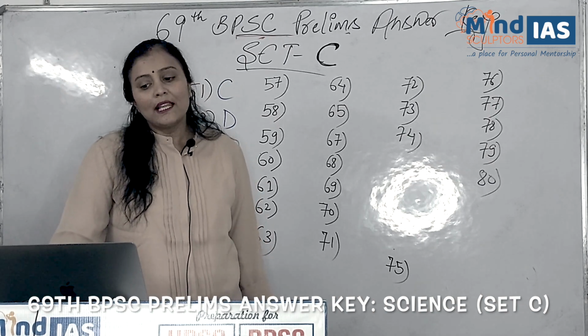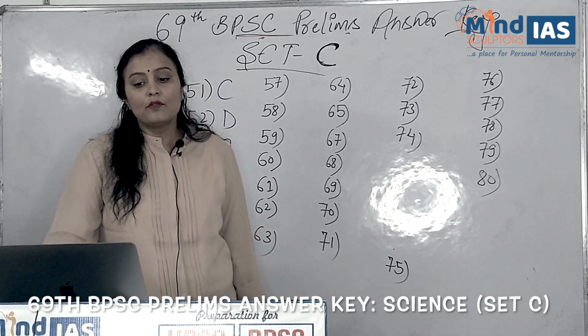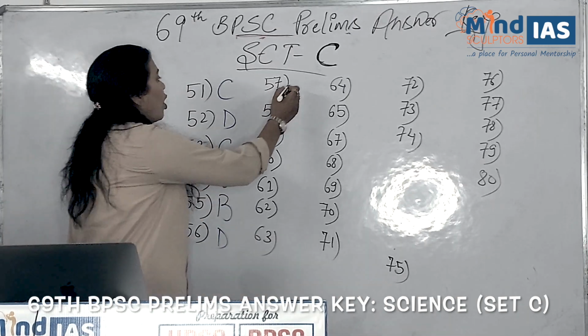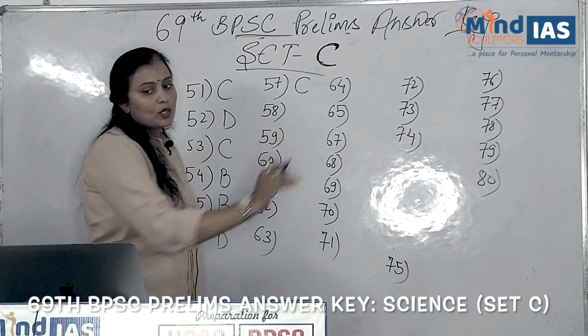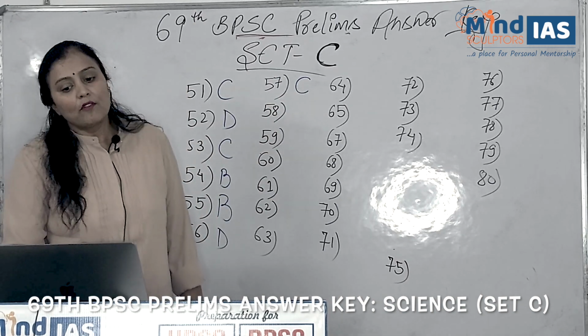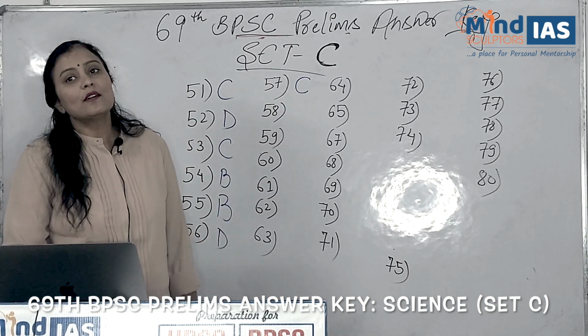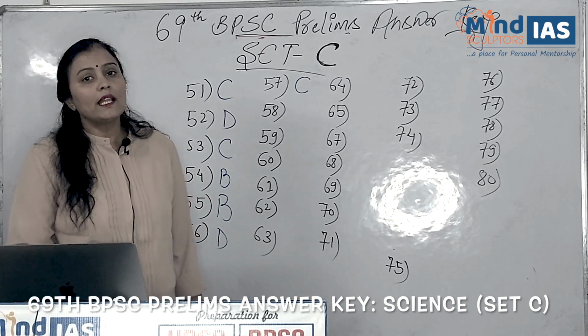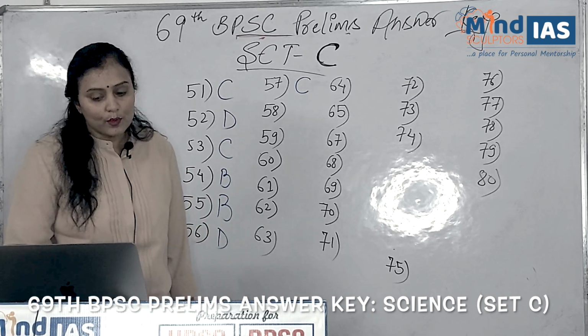Move to the next question. The DNA double helix structure was discovered by. For this question, the right answer is option C. James Watson and Francis Crick discovered the double helical model of DNA in the year 1953 and they got the Nobel Prize for this also.